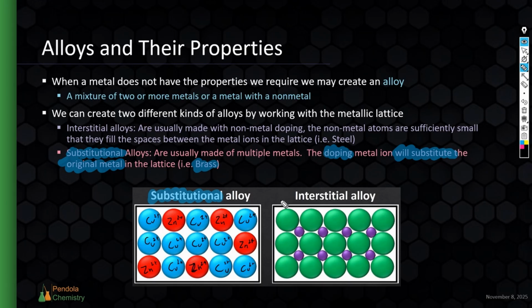Whereas an interstitial alloy, like this one, iron 3 plus, has the doping agent, in the case of steel, which is carbon, fitting in between the ions of the metal in the lattice instead of taking their place. So that's the main difference, or the only difference, between an interstitial and a substitutional alloy.